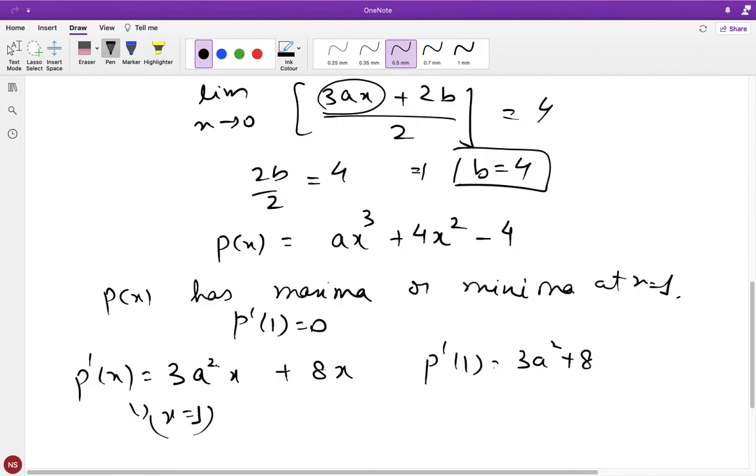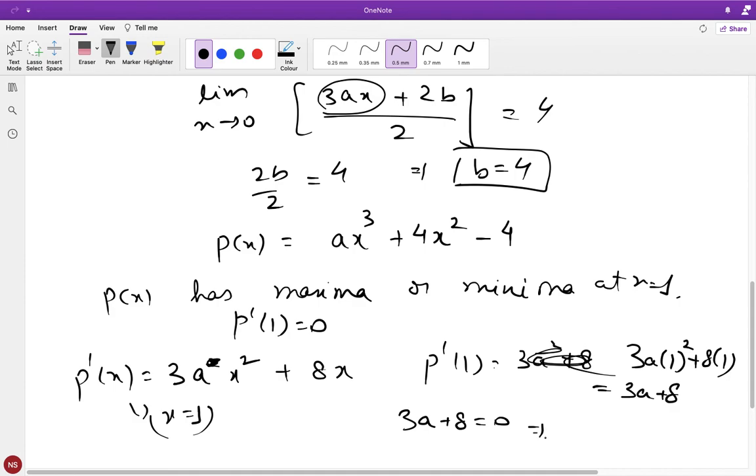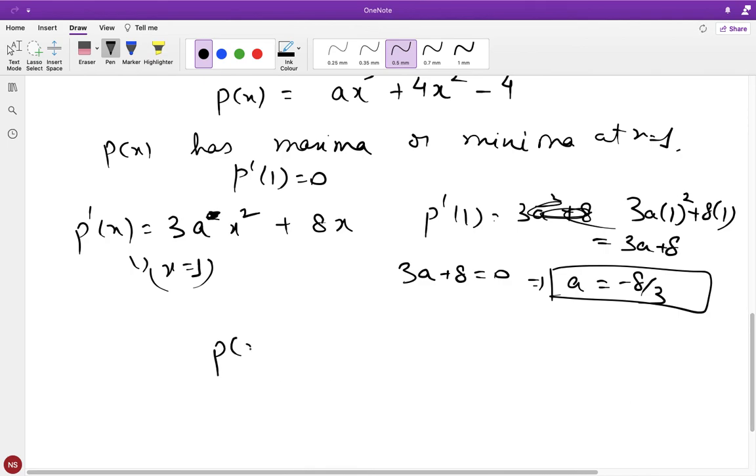Why am I putting 3a square? This is 3a x square. So p dash 1 will be 3a into 1 square plus 8 into 1, which is 3a plus 8. This is 0. That is 3a plus 8 is 0, or a is equals to minus 8 by 3. Hence my p(x) is equals to minus 8 by 3 x cube plus 4 x square minus 4.